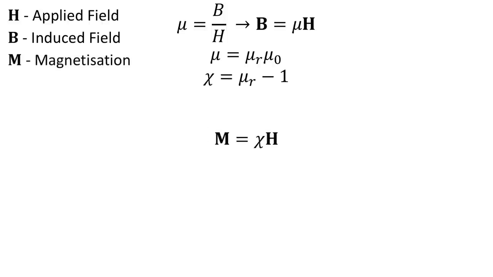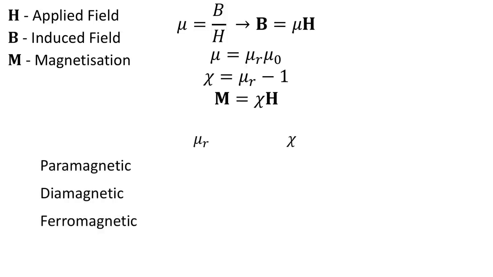We can characterize materials in terms of these values. First, we have paramagnetic materials. The relative permeability for paramagnetic materials is greater than 1, which means that the susceptibility is greater than 0. So the magnetization of the material will align with the applied field. We also have diamagnetic materials, which have a relative permeability less than 1, and the susceptibility is then less than 0. Because of that, the magnetization tries to oppose the applied field.